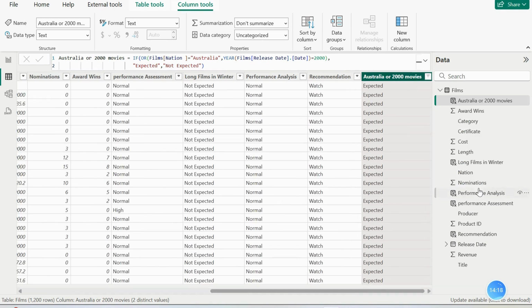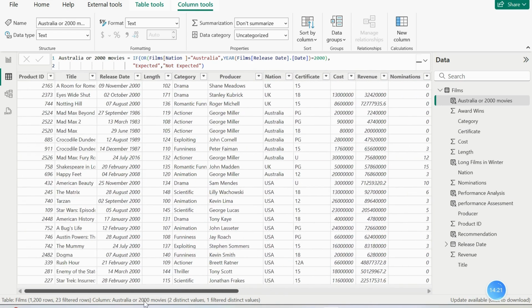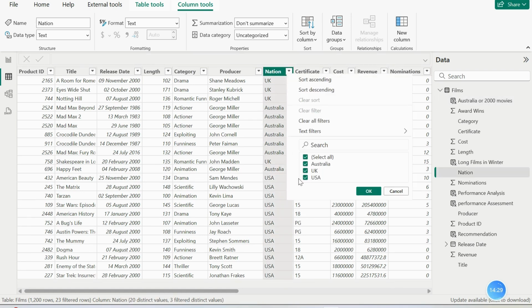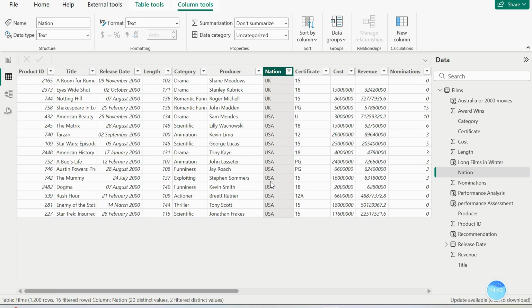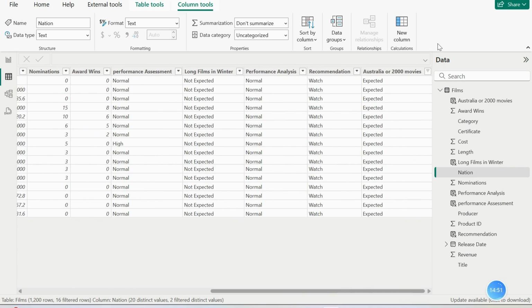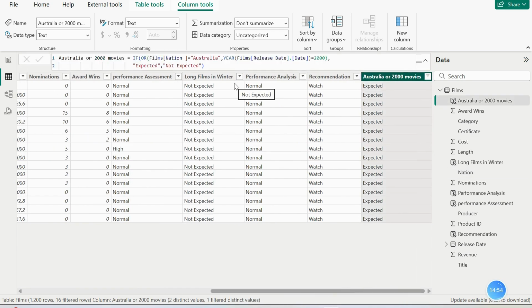Okay, that means if the movie is produced in Australia, let's check the data in the nation. In Australia, we pick up as expected. If it is not in Australia, why do we still pick up? Because the movies produced in the 2000s meet one of the two indicators. Okay, that's for sure.